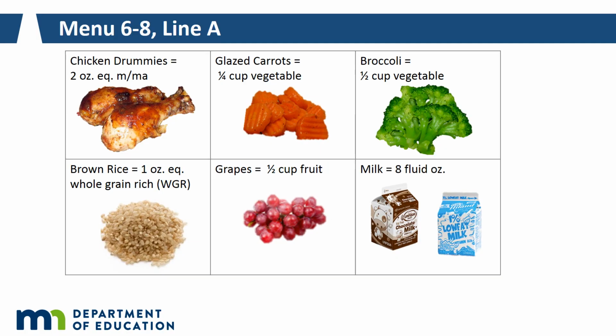So now let's say that instead of the mashed potatoes, we offer brown rice. Would this be reimbursable? Yes, it would be, because now we have added in a grain, so all 5 components in the minimum required portion sizes are offered.